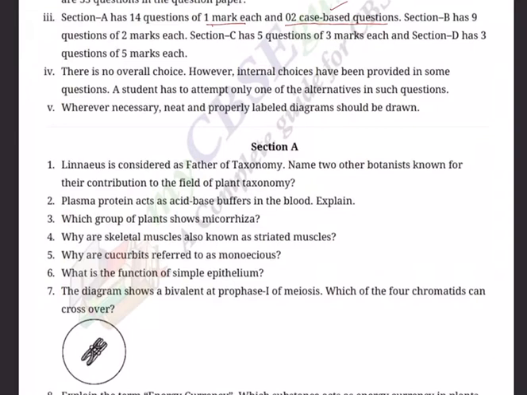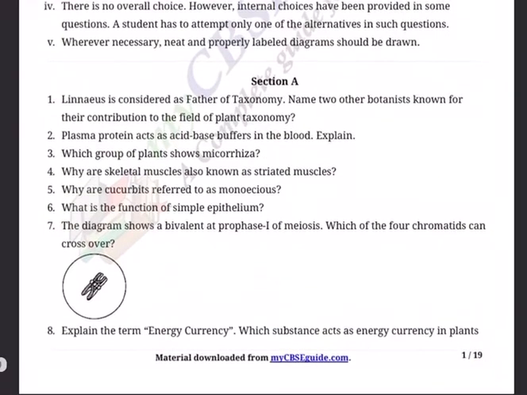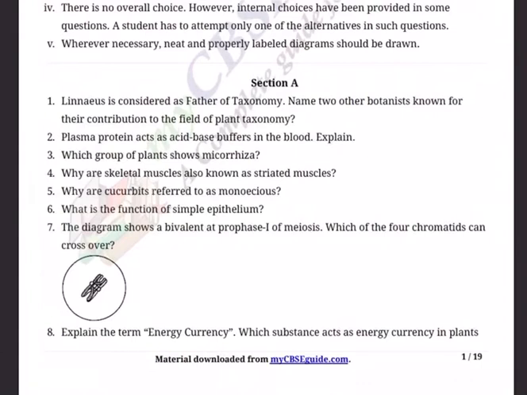Question 1. Linnaeus is considered as father of taxonomy. Name 2 other botanists known for their contribution to the field of plant taxonomy. Question 2. Plasma protein acts as acid-base buffers in the blood. Explain. Question 3. Which group of plants show mycorrhiza? Question 4. Why are skeletal muscles also known as striated muscles? Question 5. Why are cucurbits referred to as monoecious?